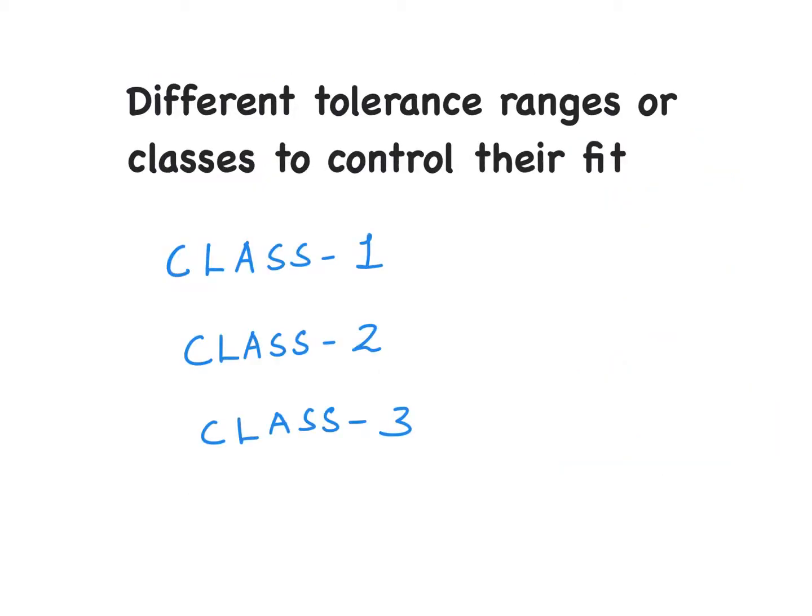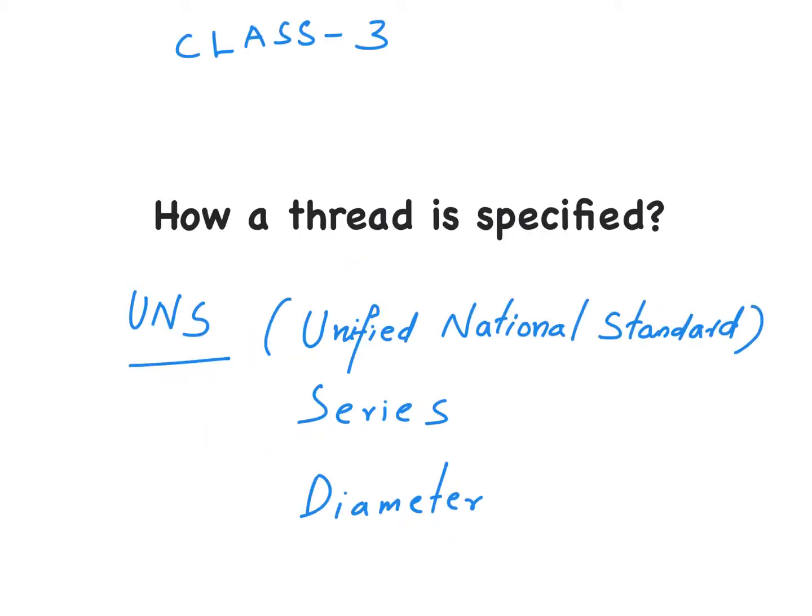Depending upon the type of the tolerance also, there are different classes of fasteners: class 1, class 2 and class 3. This is coming from UNS standards. Now we need to respond to this very important question: how is a thread specified? Because when we discussed the thread form, there were a lot of things: major diameter, minor diameter, pitch diameter, lead, all those things were there. Now you should understand in each standard how a thread is specified.